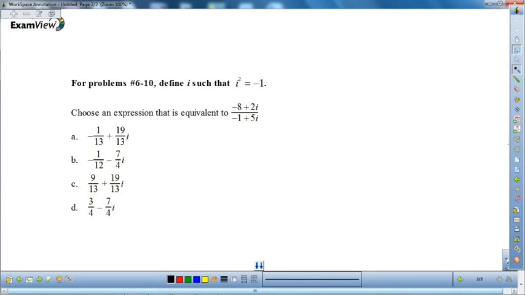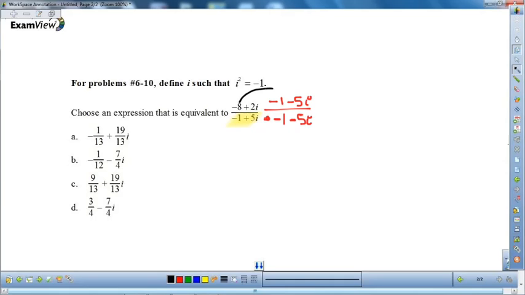So in order to simplify this, notice that we have i in the denominator, so we're going to have to multiply the numerator and the denominator by the conjugate. The conjugate would be negative 1 plus, minus 5i. And once we do that, we're just going to go ahead and multiply.